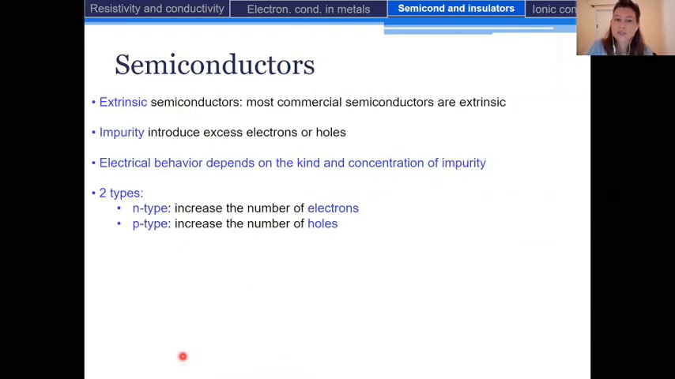Now let's talk about extrinsic semiconductors. In fact, most commercial semiconductors are extrinsic, in that we introduce impurities into the material that have an excess of electrons or an excess of holes, and the electrical behavior depends on the kind and on the concentration of these impurities. We will distinguish two types of extrinsic semiconductors. We have the N-type, in which we have an increased number of electrons, and the P-type, when we have an increase in the number of holes after introduction of these impurities.